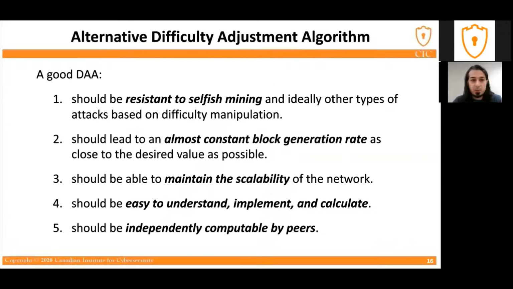So what is our proposed method? A good difficulty adjustment algorithm should have some characteristics. First, it should be resistant to selfish mining, because this is the reason that we are trying to come up with an alternative difficulty adjustment algorithm. It should be resistant to selfish mining and ideally other types of attacks based on difficulty manipulation. Second, it should lead to almost constant block generation. We need this block generation to be as constant as possible, around the 10 minutes that we want in the Bitcoin network.